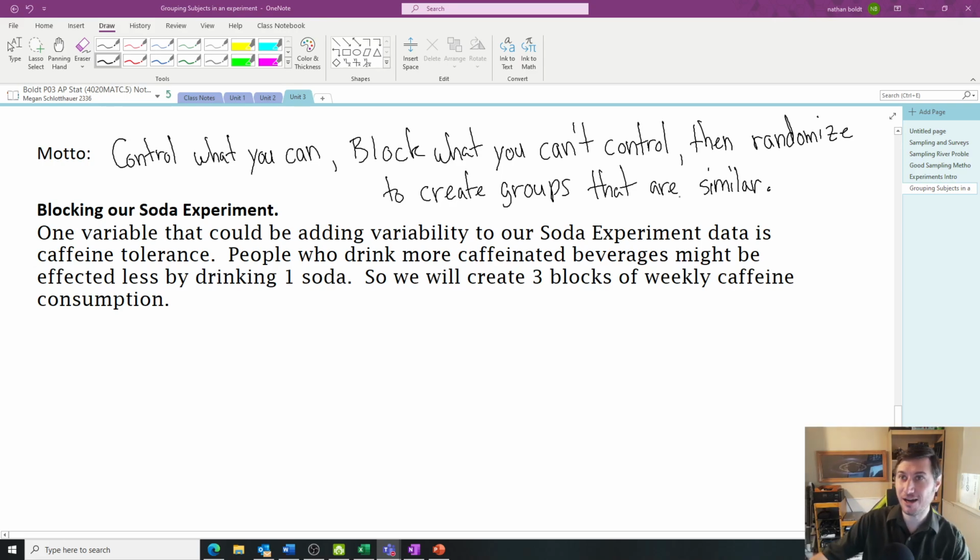So I have now blocked our class into 3 blocks, because I think caffeine tolerance might change our results. So we've got 27 volunteers. I'm going to diagram this out.